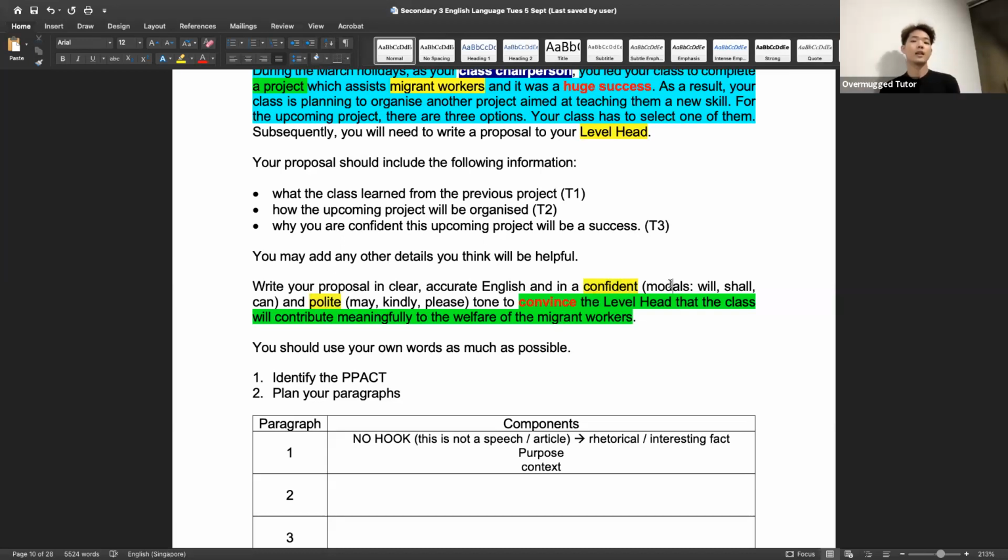Unlike if you were to say this project may result in, that is not as confident as if you use will or shall or can. But at the same time, because you need to sound polite, you also need to use may or kindly consider my proposal, or please take some time to read the proposal, and then you just say thank you and everything. So those are the ways in which you demonstrate your awareness of the tone, confident and polite.